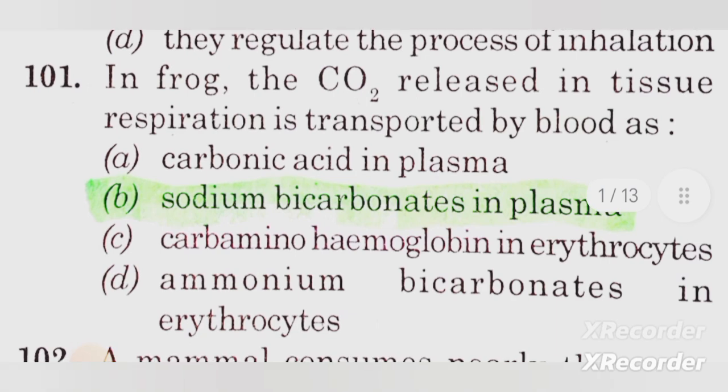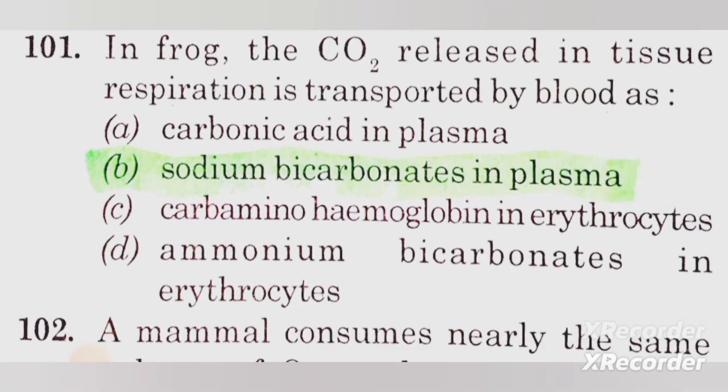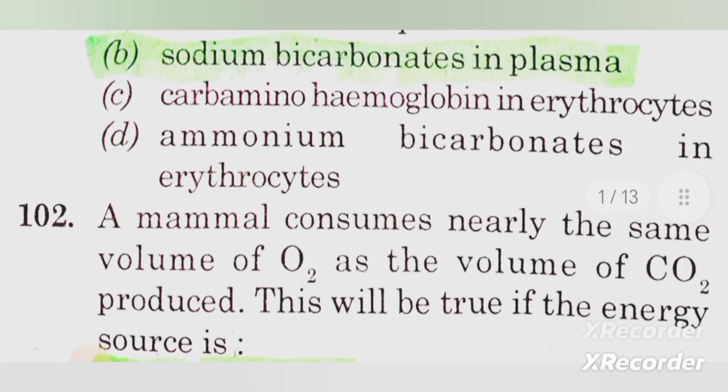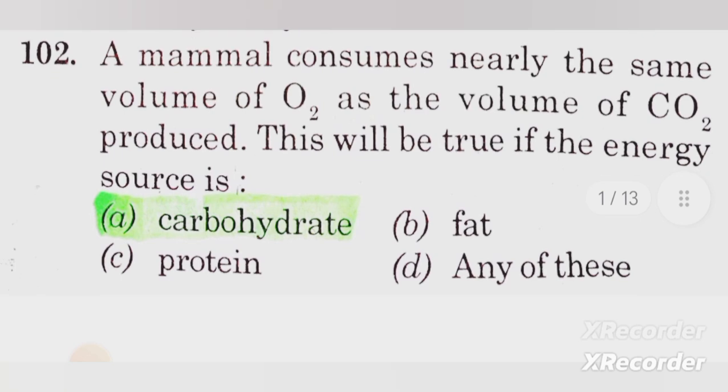Next, 101. In frog, the CO2 released in tissue respiration is transported by blood as. Answer B. Sodium bicarbonate in plasma. Next, 102. A mammal consumes nearly the same volume of oxygen as the volume of carbon dioxide produced. This will be true if the energy source is. Answer A. Carbohydrate.